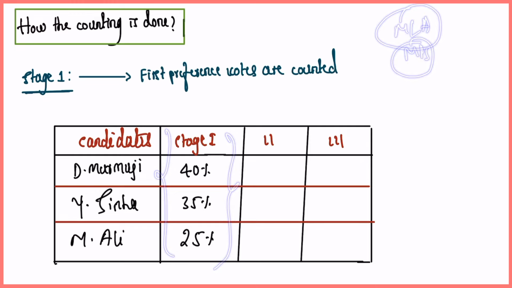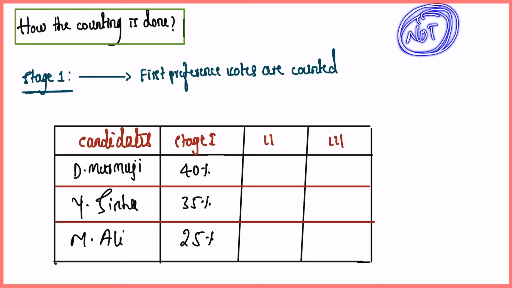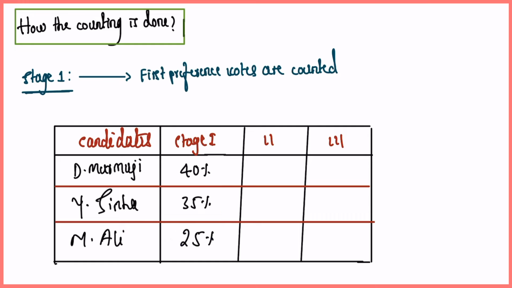Now tell me one thing, has any of these candidates won or become the President of India? Not yet, right? Why? Because the constitution says that any person who is President of India must have secured an absolute majority of votes, that is 50% plus 1. But nobody has received 50% plus 1 votes, right? Now, in this case, the second round is set in motion. Now, in the second round, what is the first thing that is done? That is called elimination.